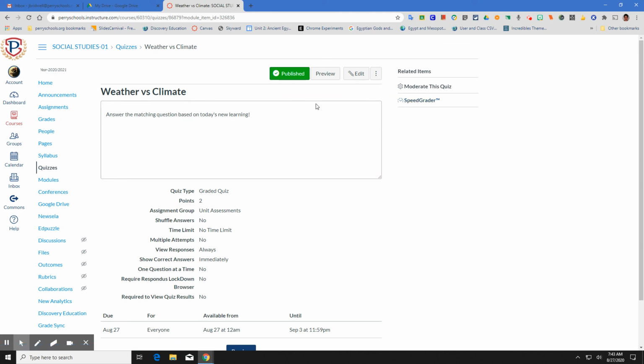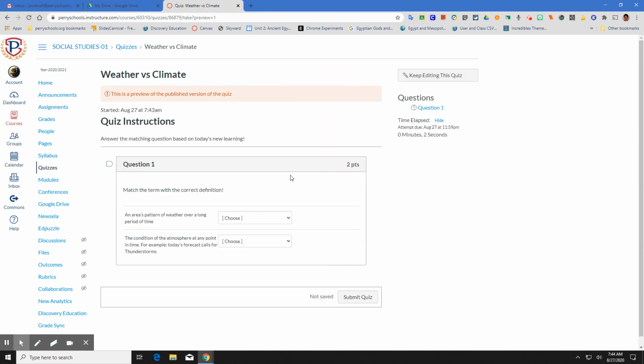It takes you to today's quiz, which is just a 1-question matching quiz. An area's pattern of weather over a long period of time, is that weather or is that climate? The condition of the atmosphere at any point in time, for example, today's forecast calls for thunderstorms, is that weather or is that climate? Once you're done, you will submit your quiz, and that is all for you today. Feel free to look up anything additional on your own. This is just the general we need to know before we get into climate types tomorrow.